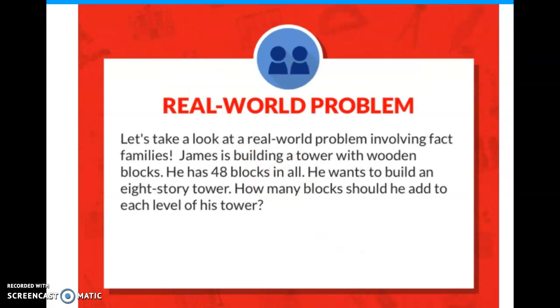But what you needed to know was that his total, this right here, it's really important to recognize that 48 is his total. Whoa, that is really big. It's really important to know that 48 is the total, meaning that's going to be the product. You're not going to have any more blocks than that. And then an 8-story tower, 8 is going to be one of your factors.